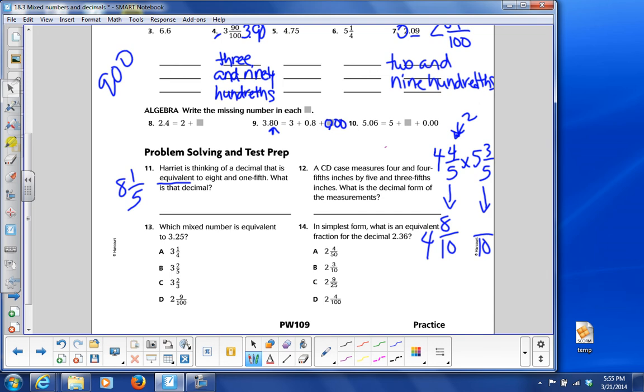Okay, do the same thing here. 5 goes into 10 how many times? 2. 2 times 3 is 6. Okay. Now convert those to decimals.